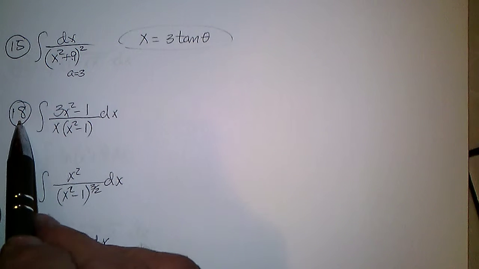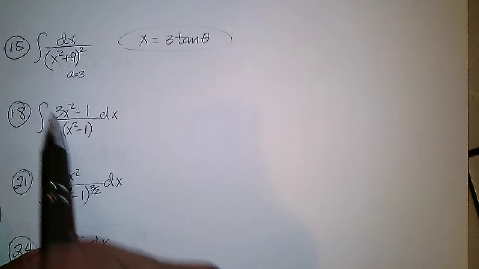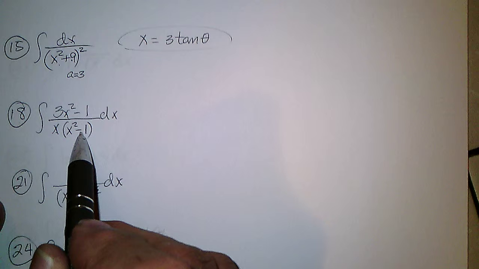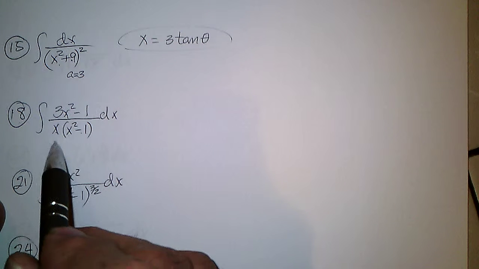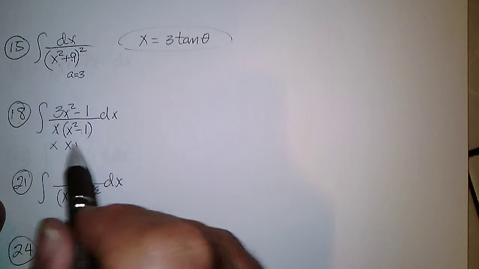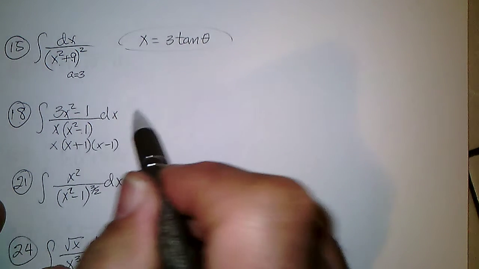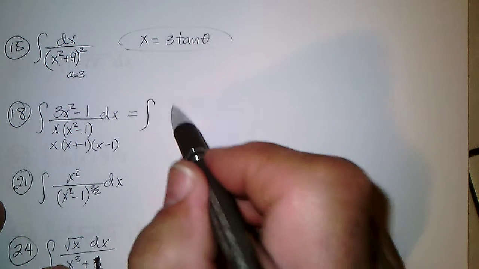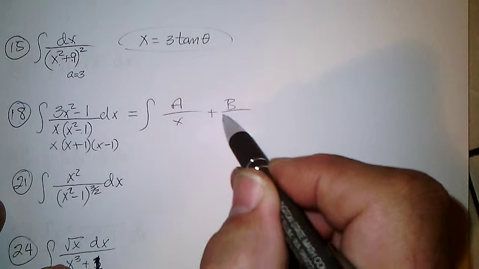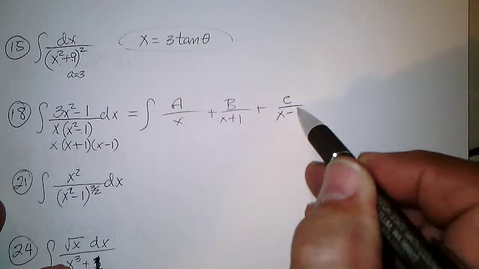On 18, I would start it off, because the degree is less than the denominator, I would do partial fractions on this one, because I have x, and x squared minus 1 is x plus 1 and x minus 1. So I would set this up as the integral of a over x plus b over x plus 1 plus c over x minus 1.